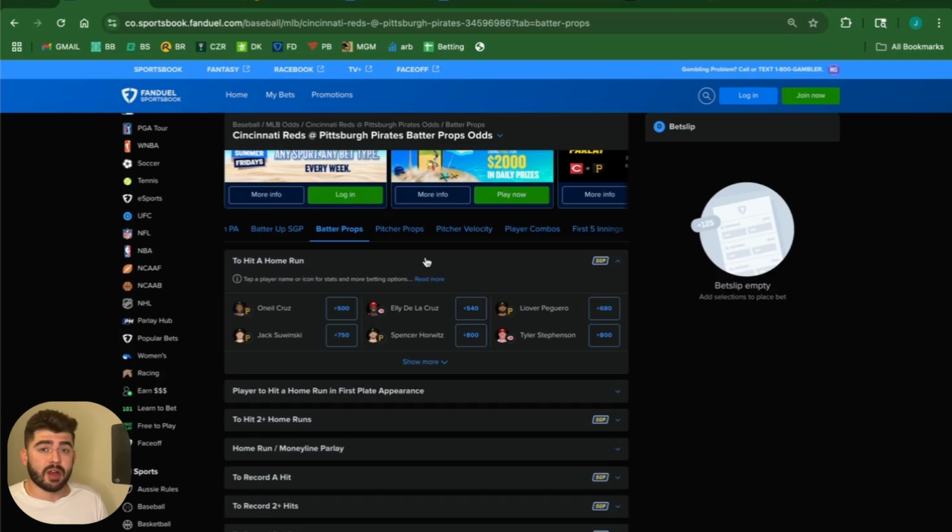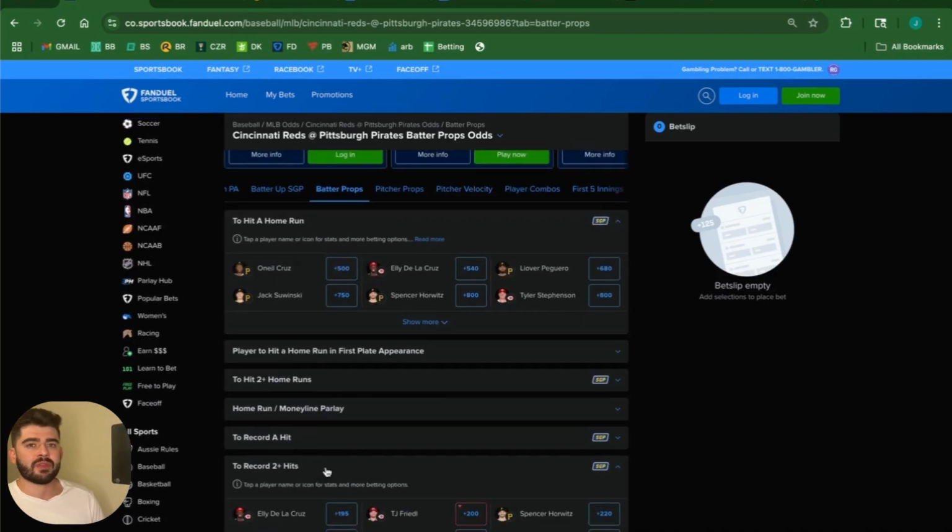Another key term is player props. For baseball, this might be scoring home runs or getting hits in a game. For NFL, it might be passing yards. For NBA, it might be total 3 points scored.